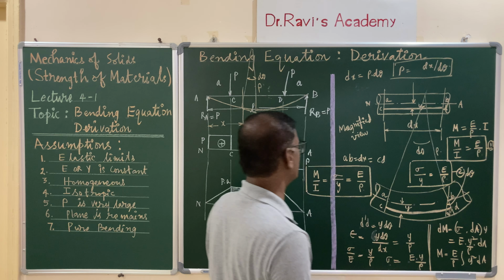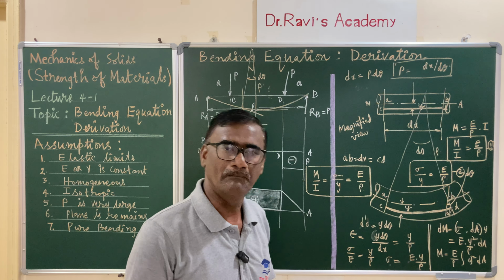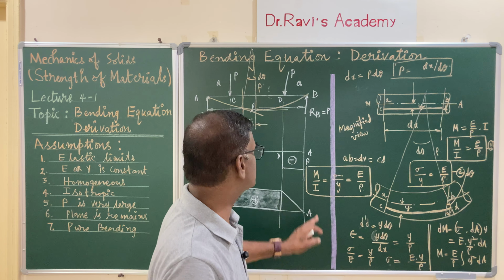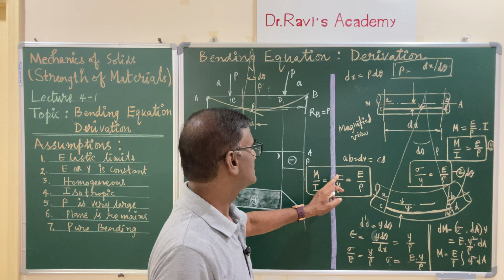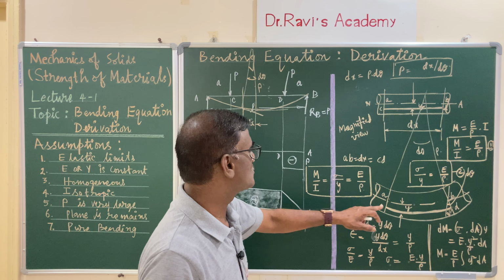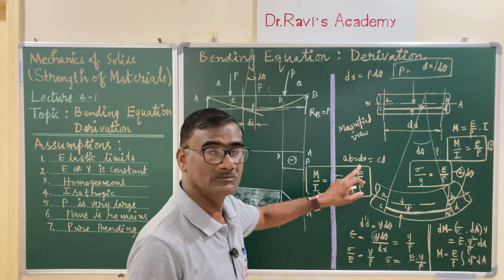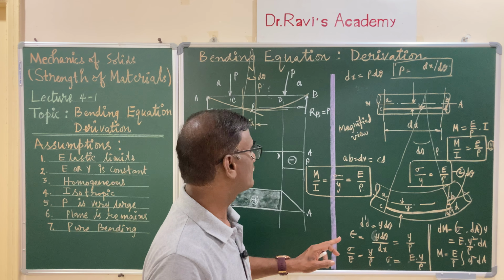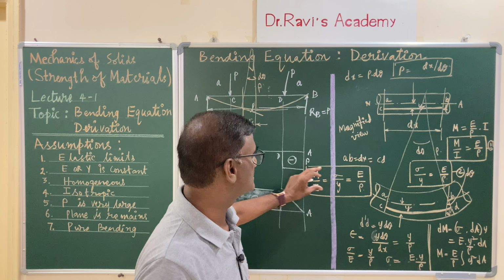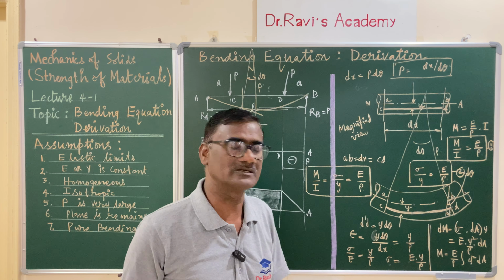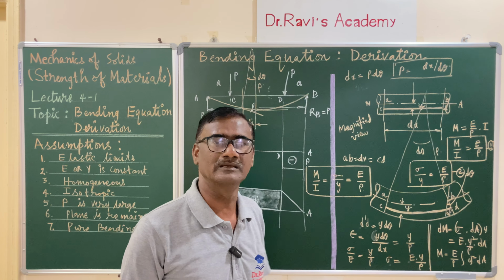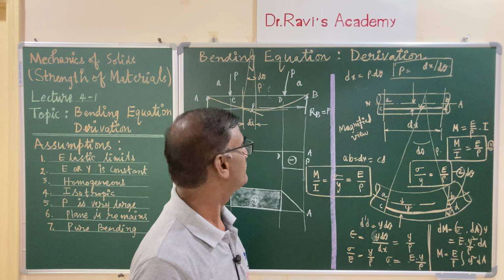Here, if you look at the terms, M is the bending moment or bending resistance, and I is the centroidal moment of inertia, and sigma is the stress, maybe tensile or compressive, and y is the distance from the neutral axis, and E is the modulus of elasticity, of course Young's modulus, and rho is the radius of curvature. These are the definitions of the terms, and you can make use of this equation in order to design beams. I hope you understood this particular derivation.